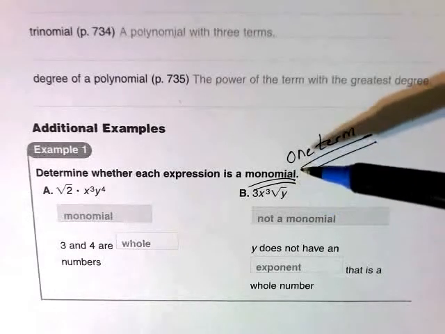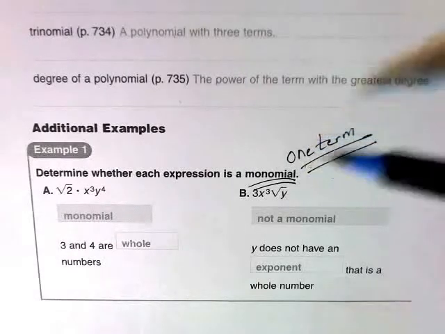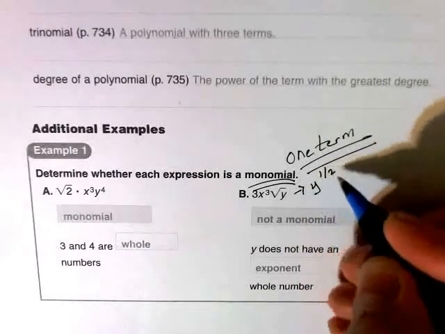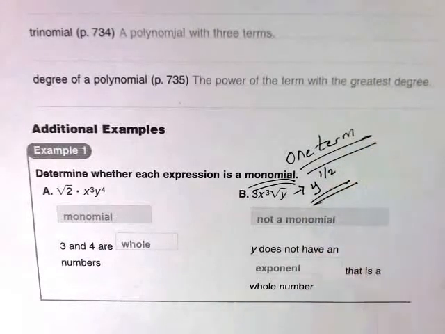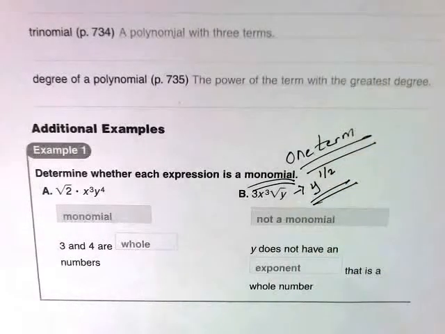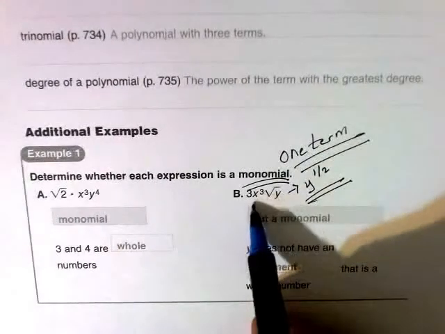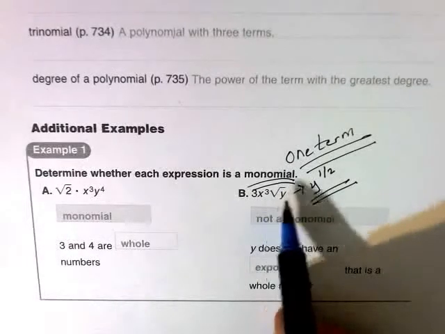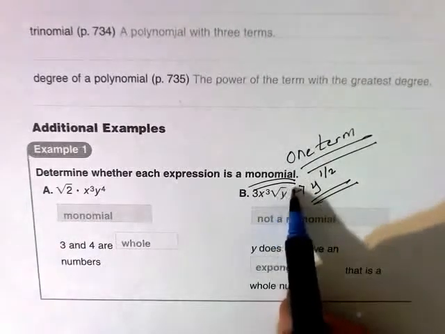So if I'm taking the square root of y, what I really mean is y to the 1/2 power. Well, that's a problem because remember what the definition says is that the exponents can only be whole numbers. Well, 1/2 would not be a whole number. There's nothing wrong with the 3 or the x cubed. There's nothing wrong with this being multiplication. What's the problem is this square root of y here.